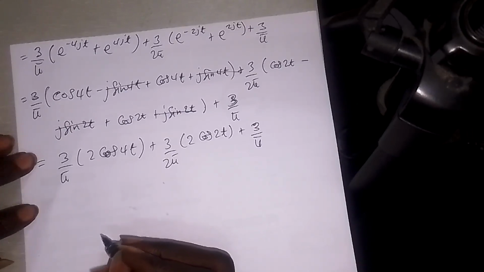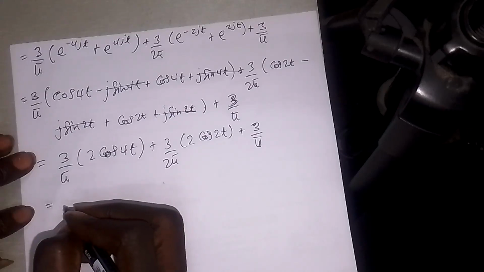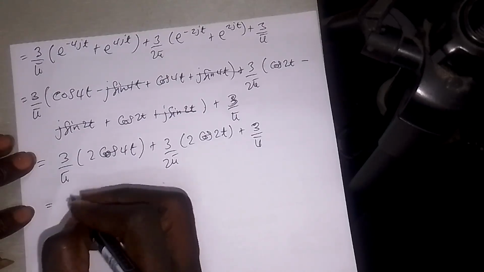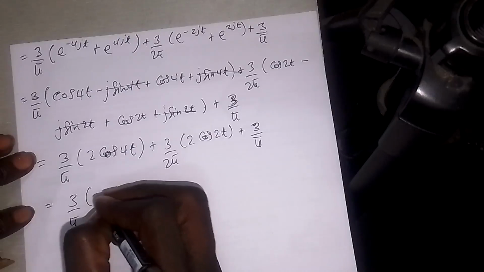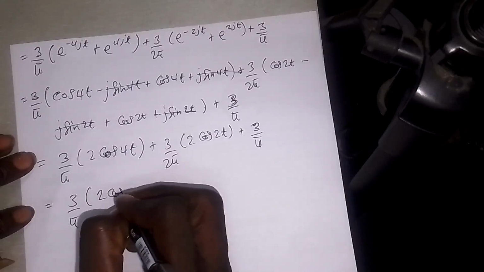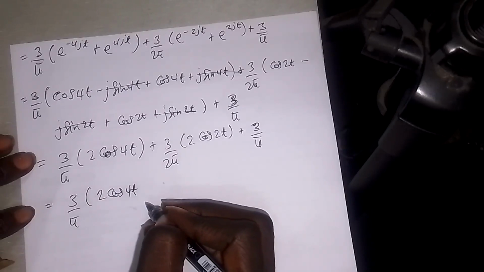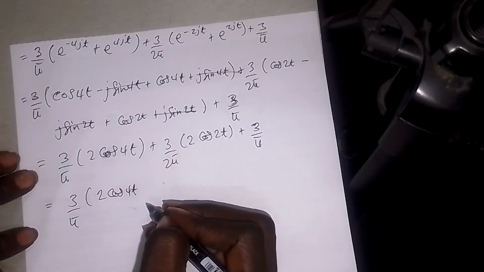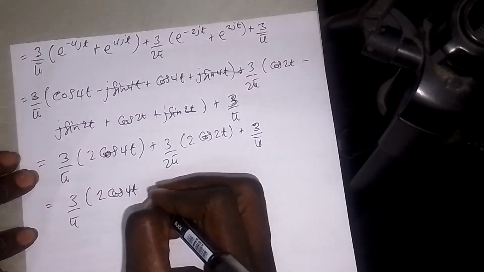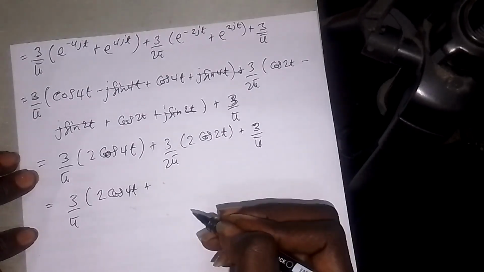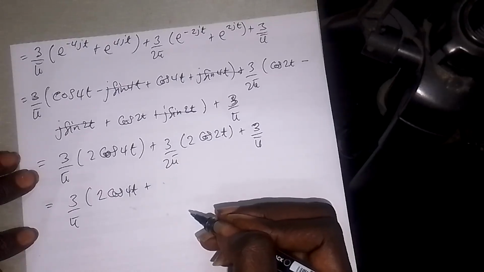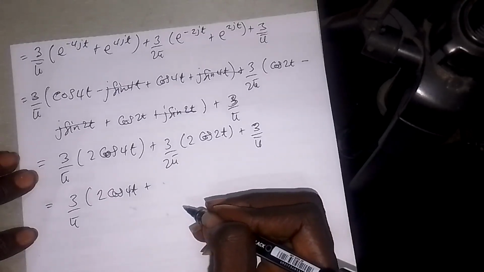If I have that one, then I can say that here I'm going to have 3 on pi into 2 cos 4t, plus... let me see. Okay, all right, let's see. Is everything okay?